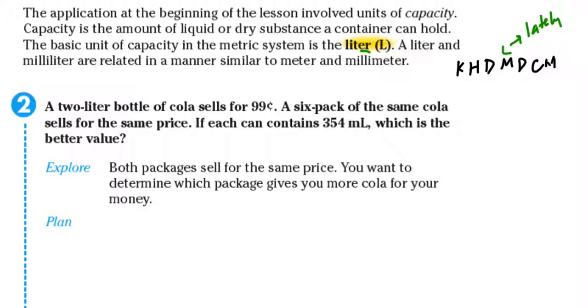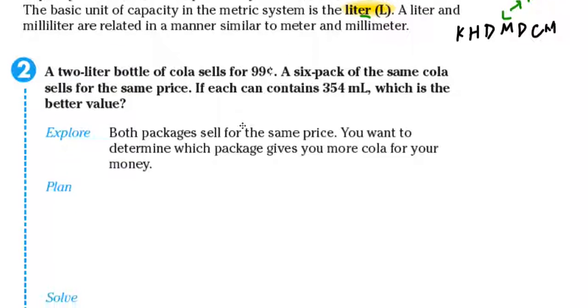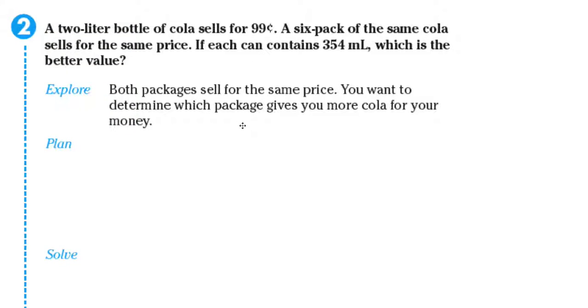So how do we use this? A 2-liter bottle of soda sells for 99 cents. A 6-pack of the same cola sells for the same price. If each can contains 354 milliliters, which is the better value? So we want to find out the better value: a 2-liter at 99 cents, or a 6-pack, also at 99 cents.